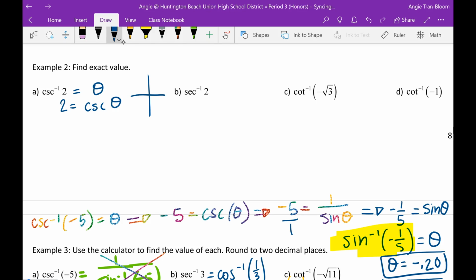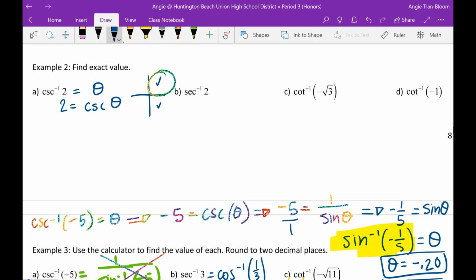1, right? Because it's a positive 2. Can you agree that it can only come from 2 places, quad 1 and quad 4, but it's positive, so it can only come from 1. So whatever angle it is, it has to be positive. Okay. Right away, some of you already know cosecant of something is 2.